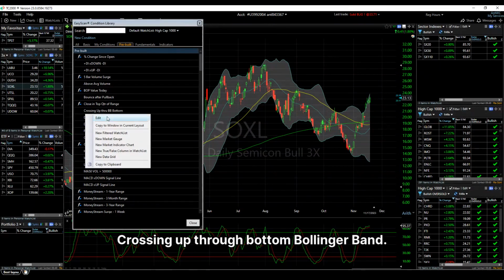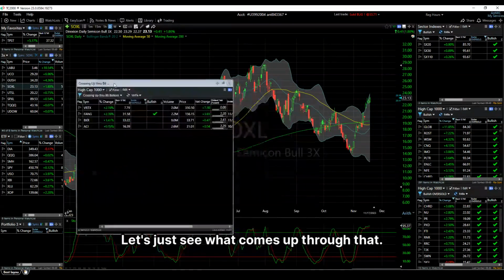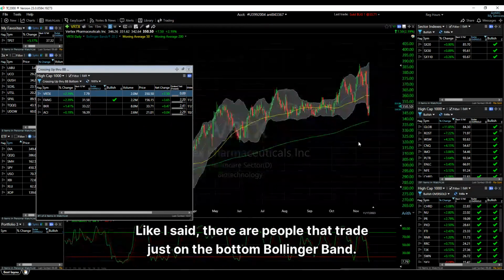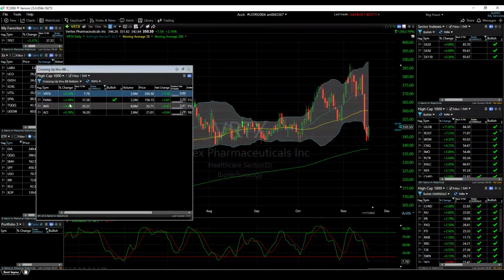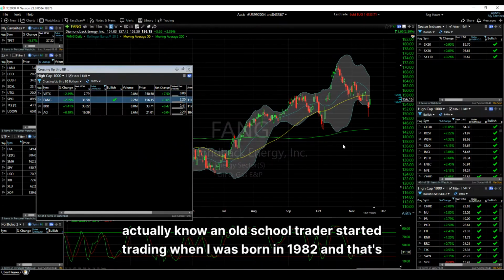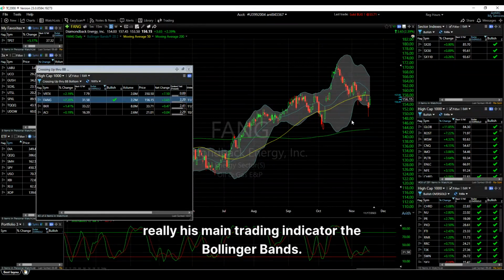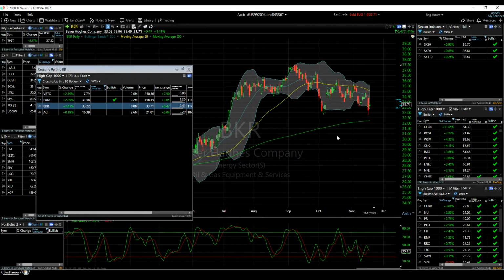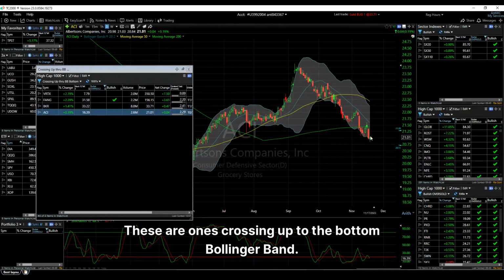Crossing up through the bottom Bollinger Band. That is a good one. Let's see what comes up through that. These are stocks crossing up through the bottom Bollinger Band. Like I said, there are people that trade just on the bottom Bollinger Band. I actually know an old school trader who started trading when I was born, in 1982. And that's really his main trading indicator, the Bollinger Band. Back then, that's about all they had. So these are ones crossing up through the bottom Bollinger Band.